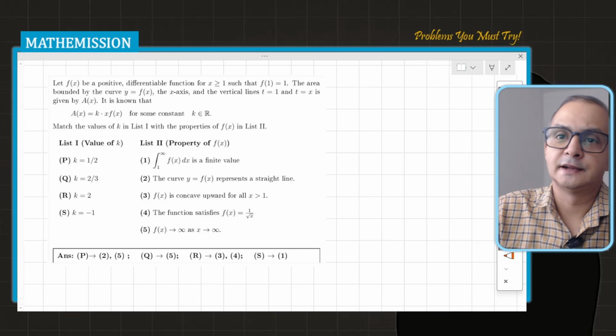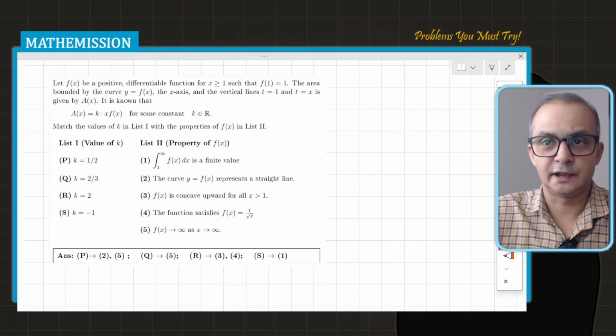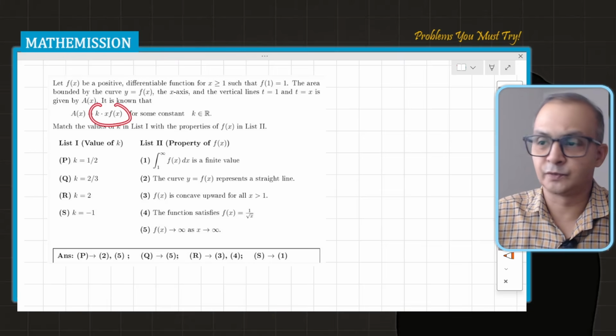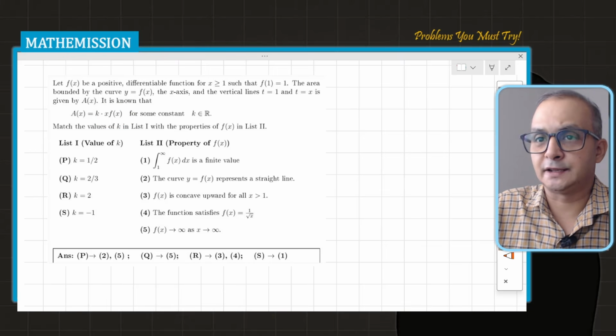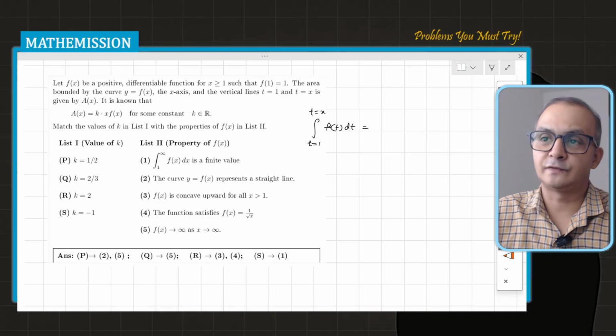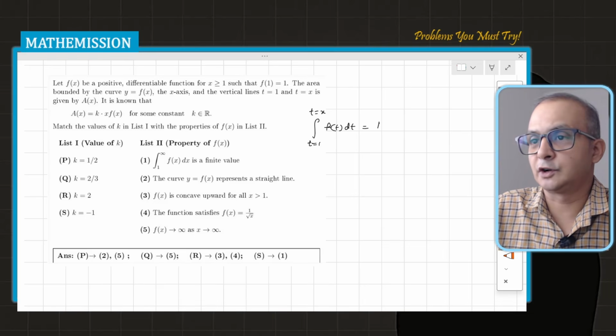It means A(x) I can now write in terms of an integral, and we will equate it with the given expression in terms of x. So what we can write here is the integral from t is equal to 1 to t is equal to x of f(t) dt. And when we find the area under this function f, I am getting the function of x, k times x into f(x).